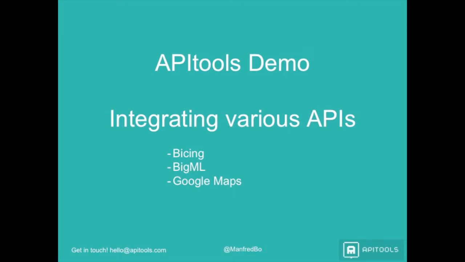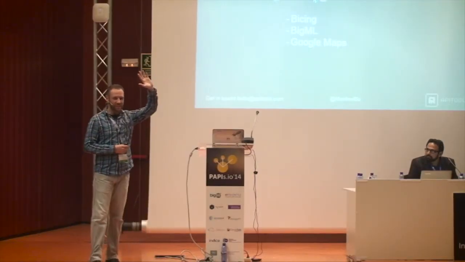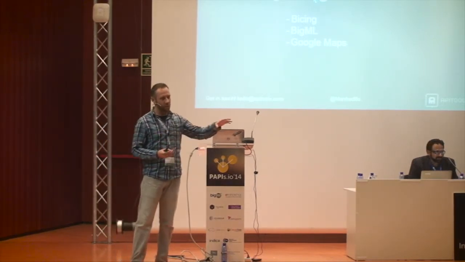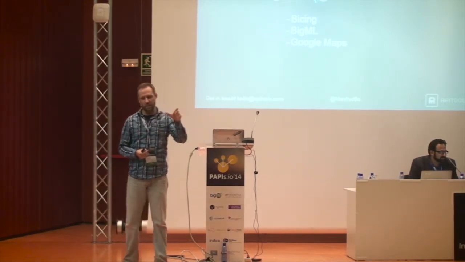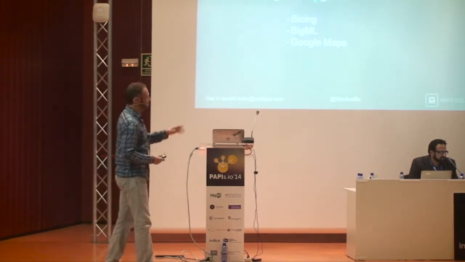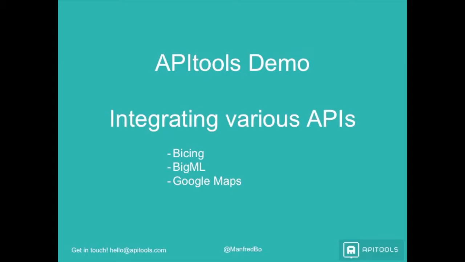So for the demo tonight, I have 15 minutes, so I try to be really short and crisp and just show you basically the most important stuff. I integrated bsync. Who knows bsync? Yeah, the local guys from Barcelona know bsync. It's basically a bicycle renting service. So all over Barcelona, you have these various bsync stations where you can rent a bike and then bring it back somewhere else. So I will integrate bsync, I'll use BigML and I will use Google Maps, all integrated into APItools.